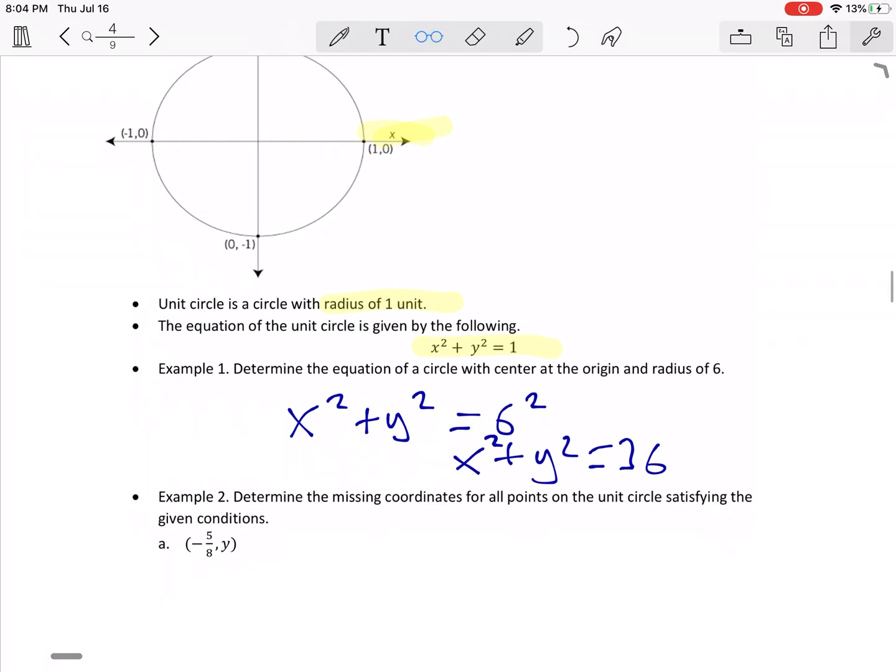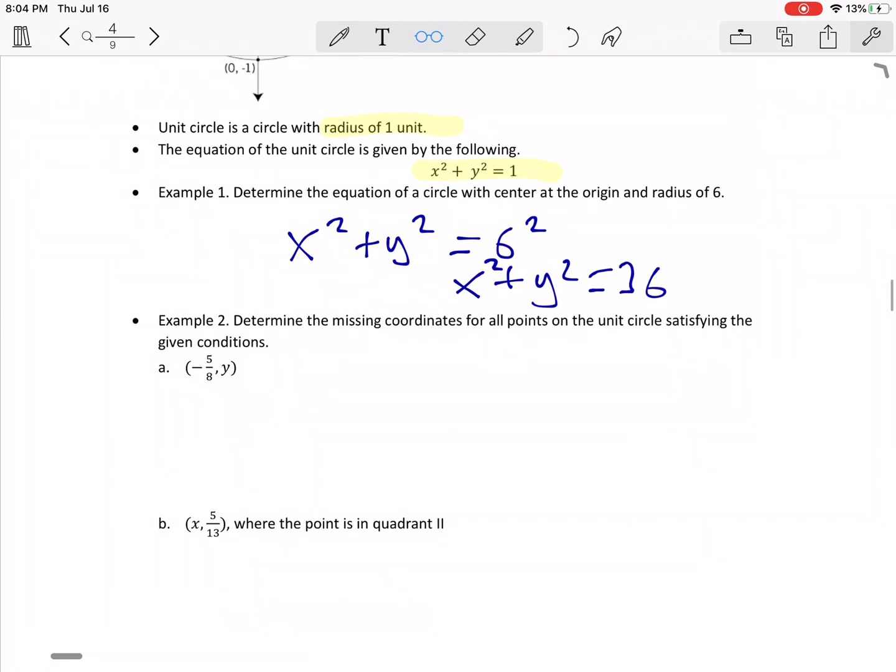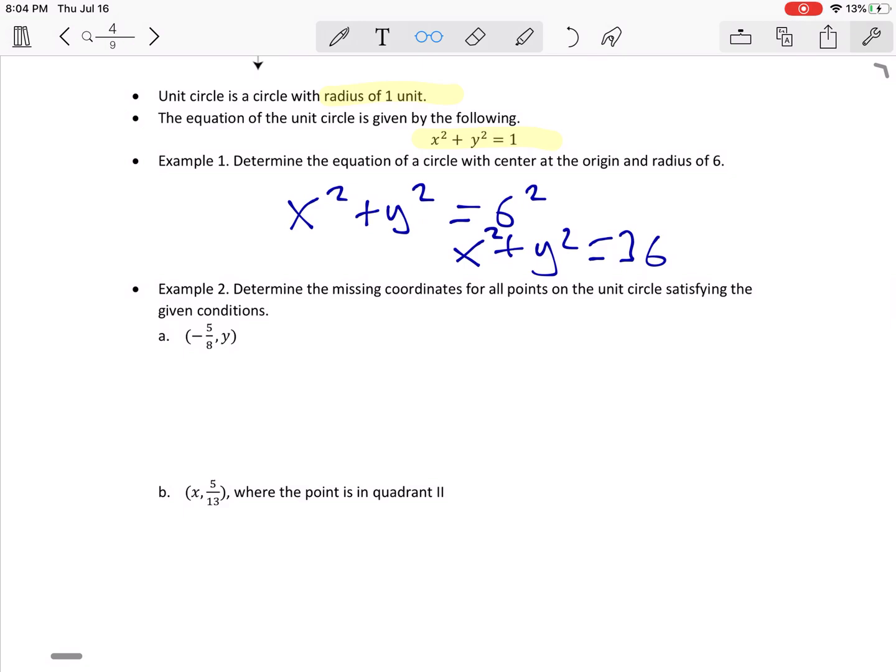Okay, so let's start looking at some coordinates along the circle. So we've been looking at the angle either in degrees or in radians. Now we'll start looking at coordinates. If we read the question carefully, it's determine the missing coordinates for all points on the unit circle. So anytime you see the word unit circle, just remember your radius here is going to be equal to 1.